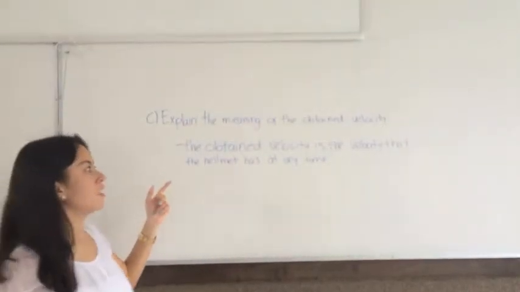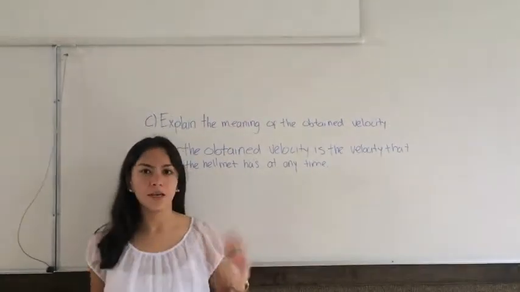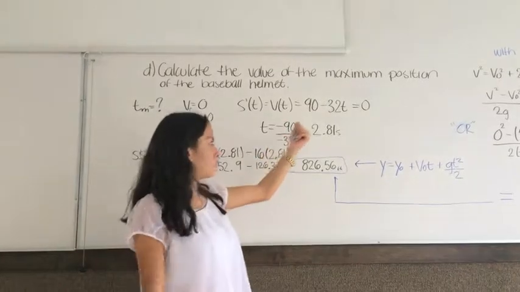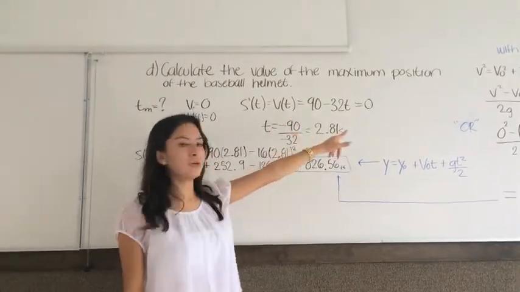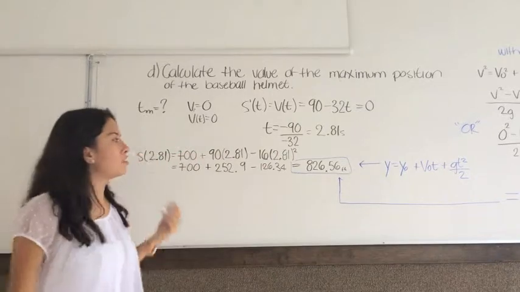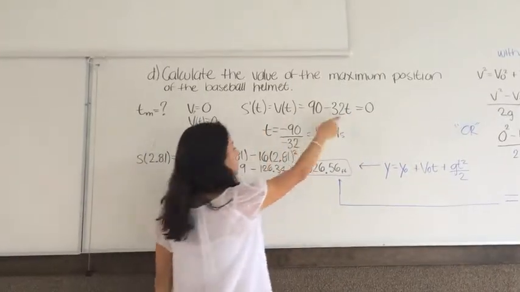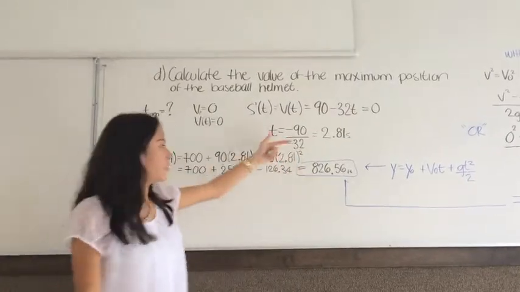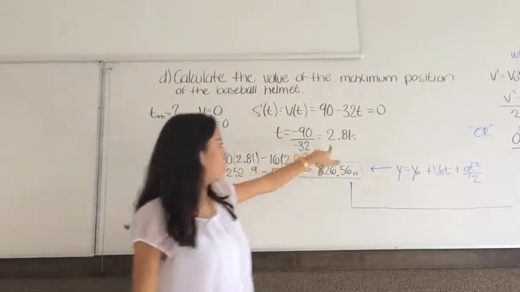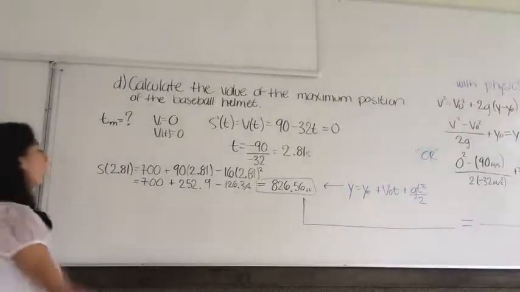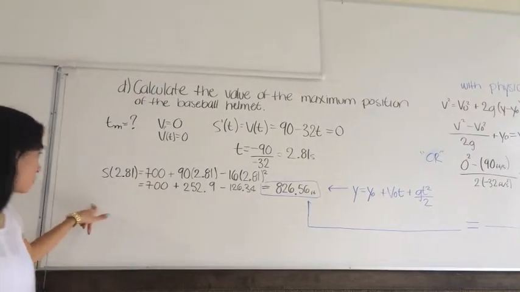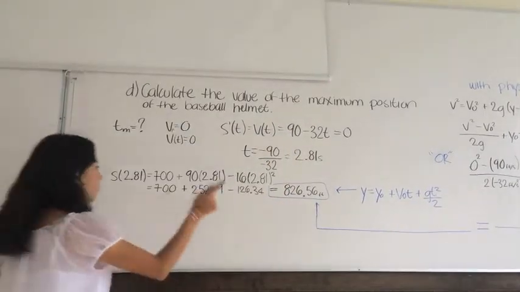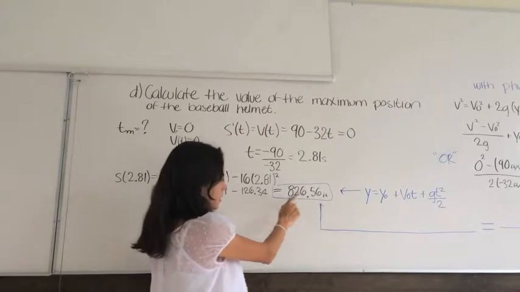So the change in velocity is the velocity that the helmet has at any time. So we get the answer of the previous exercise and we make it equal to 0. So we have to isolate t. And we get the time, and we substitute it in the first equation, which was like this, the first one. And we solve it and we obtain this result.